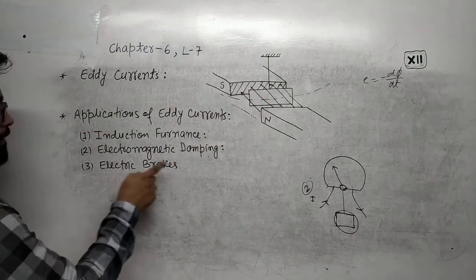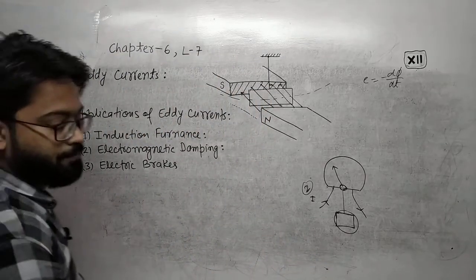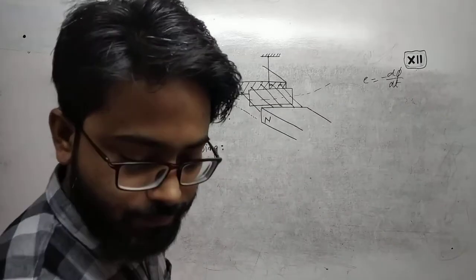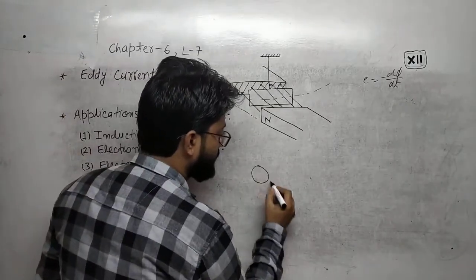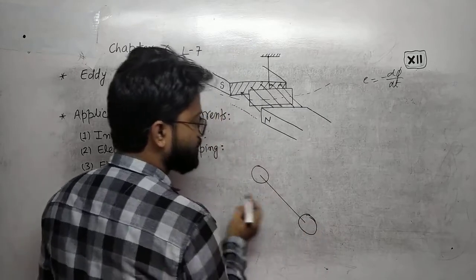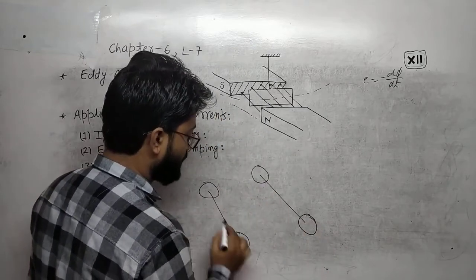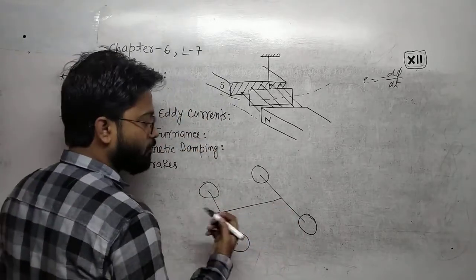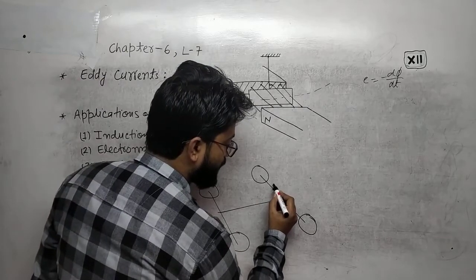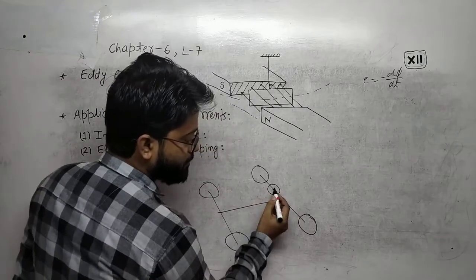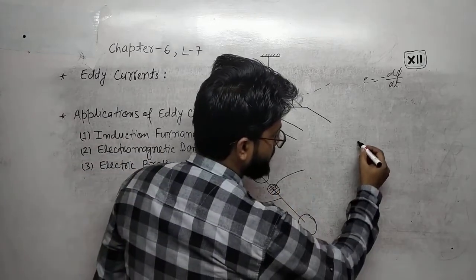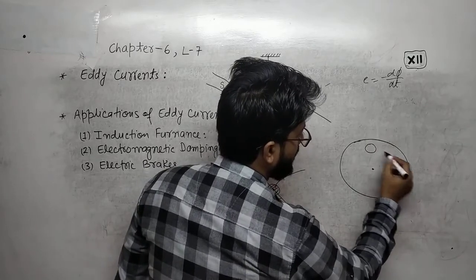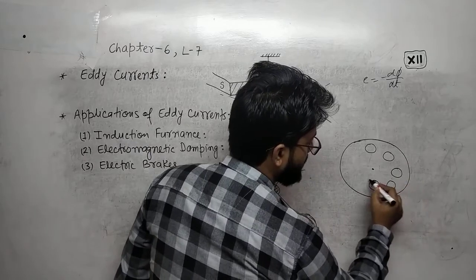Okay, now the third point, that is electric brakes. Electric brakes are the same like that. Let us suppose these are the two wheels of a car, the front wheel and the back wheel, it does not matter. Let us suppose this shaft has another disc, like this, and some holes are made here.